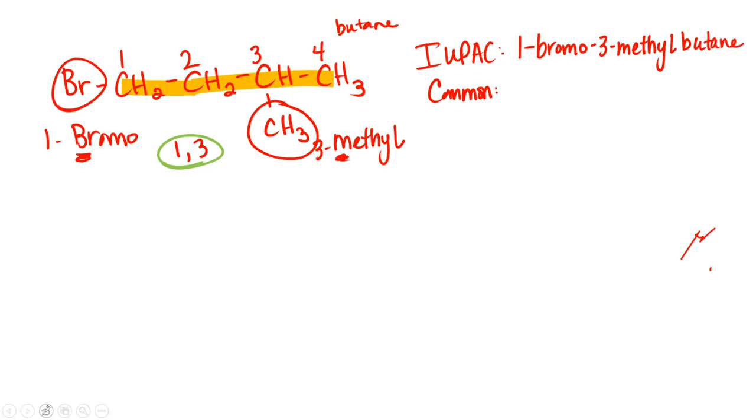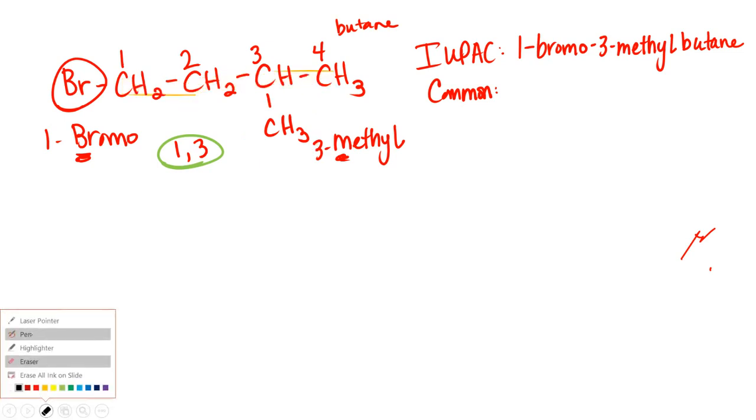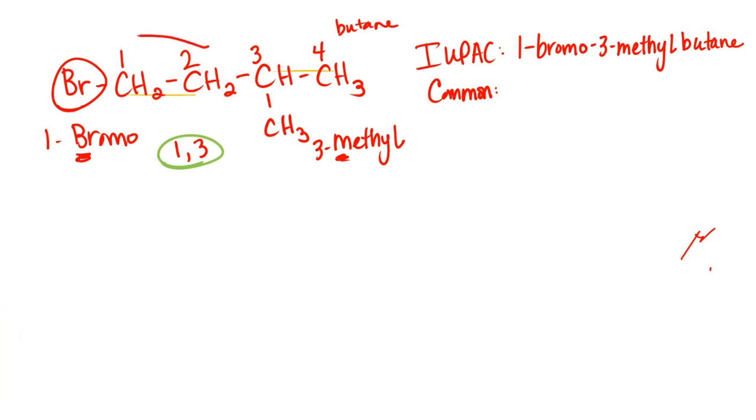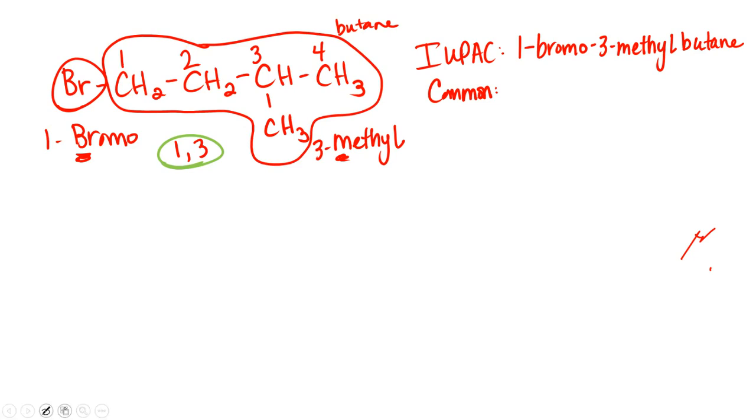Well, what about our common name? Again, we should get rid of this. It might confuse us when it comes to common naming. For common naming, we need to look at this alkyl as a whole group. Okay, well, how can we do that? Well, let's look at the total number of carbons here. There's actually 5 total carbons there, so we have some sort of pentyl group.